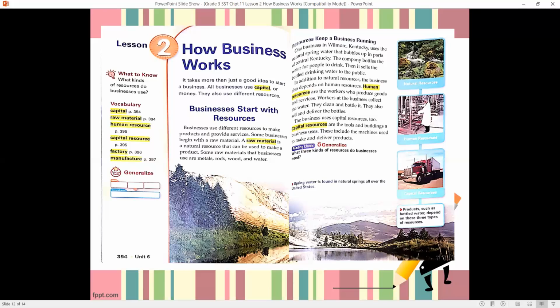And this particular business, what is their job? The company bottles the water for the people to drink. So the company collects the water, puts it in bottles and sells it to the people. It sells the bottled drinking water to the public. To the public means to the people.